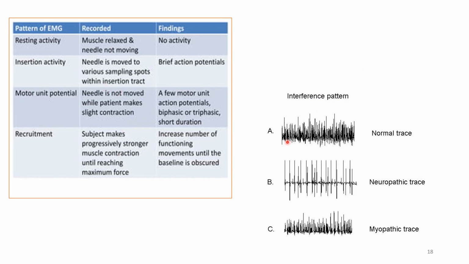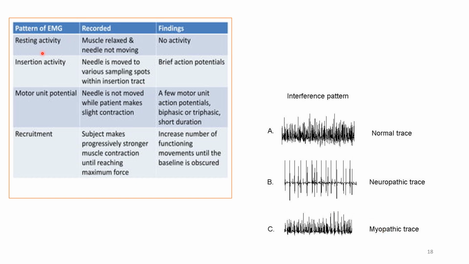See, this is the interference pattern of the normal tracing. This is the neuropathic trace. This is the myopathic trace. So what you can see, this is the normal tracing fully, and in the neuropathic trace the distance is more, so between one wave and the next the distance is more. And in the myopathic trace, it is almost the same as normal, but the height is decreased. That is how the interference pattern will differ in some diseases.